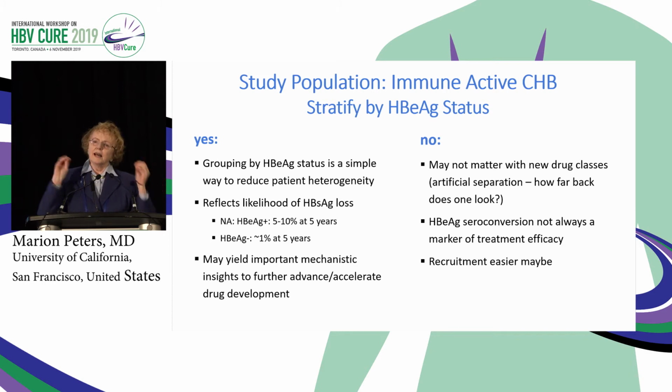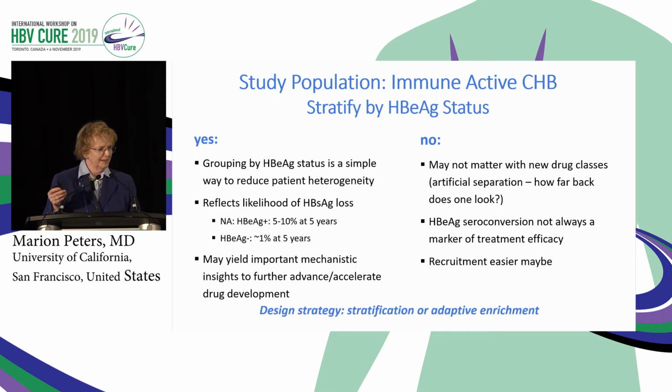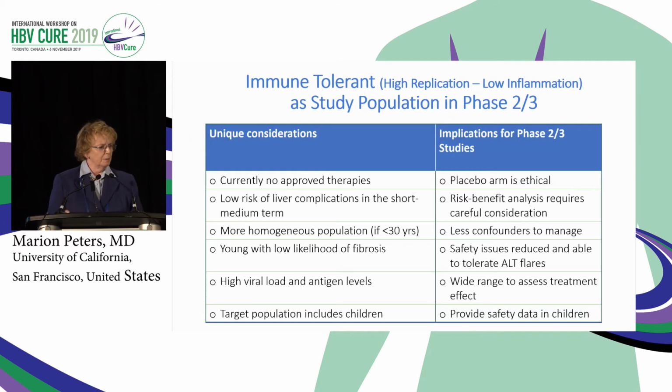And is it an artificial separation? Because the E antigen negative patient was E antigen positive before. And seroconversion may not be a marker of treatment efficacy, because you can have E antigen negative active disease. And recruitment might be easier if you don't worry about E antigen status. Food for thought. So stratify or adaptively enrich those patients.